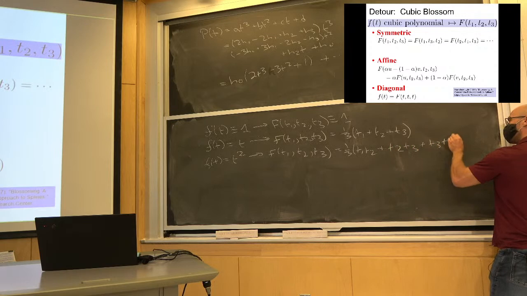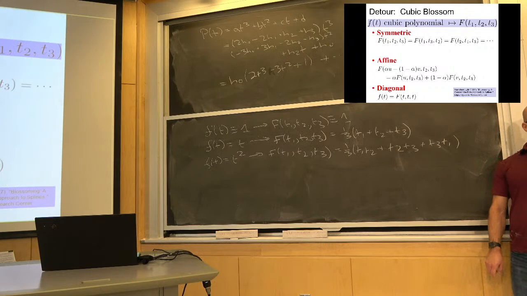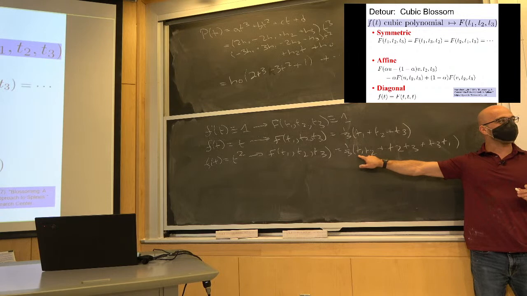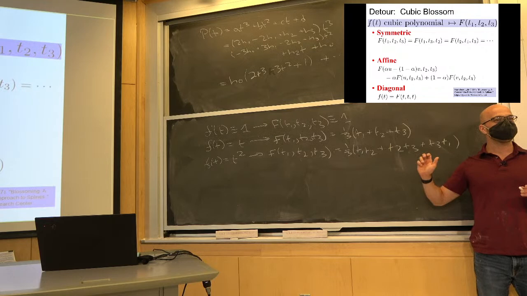What was that? Not sure about the affine property. Yeah, so the affine property feels incorrect because these look quadratic. But notice that the affine property is only in one variable at a time. Right? So it looks like linear plus a constant in t1 by itself, thinking of t2 and t3 as constants. Does that make sense?